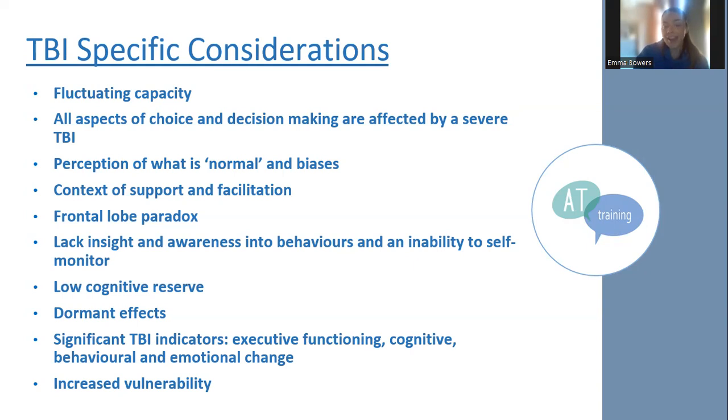This for me is one of the most important slides from today. And it is just some of the TBI considerations and factors that we need to be mindful of and bear in mind when we're working with our teenage clients. But first one, fluctuating capacity.